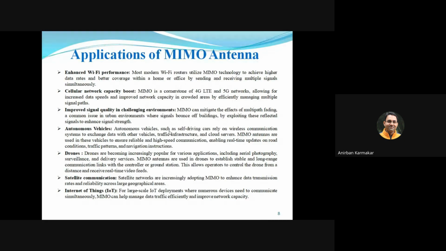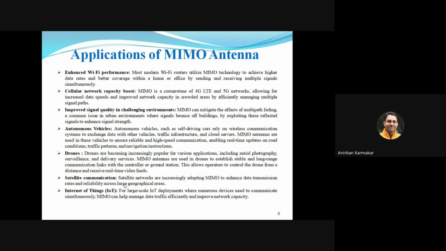Drones. Drones are becoming increasingly popular for various applications, including aerial photography, surveillance, and delivery services. MIMO antennas are used in drones to establish a stable and long-range communication link with the controller or ground station. This allows operators to control the drone from a distance and receive real-time video feeds.